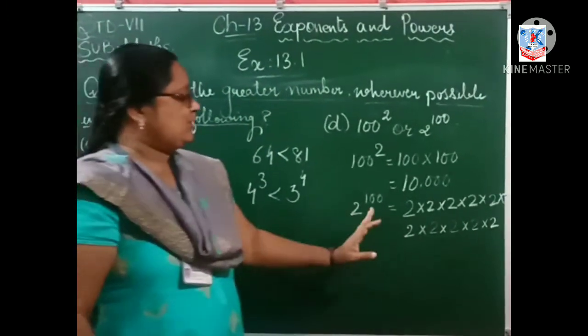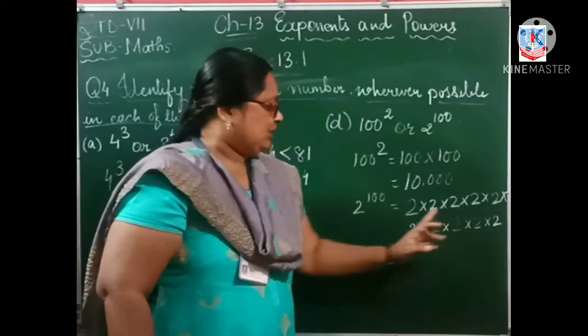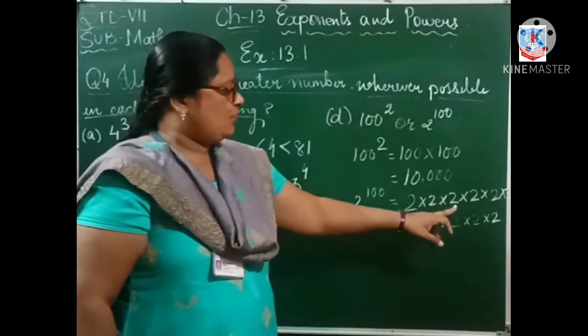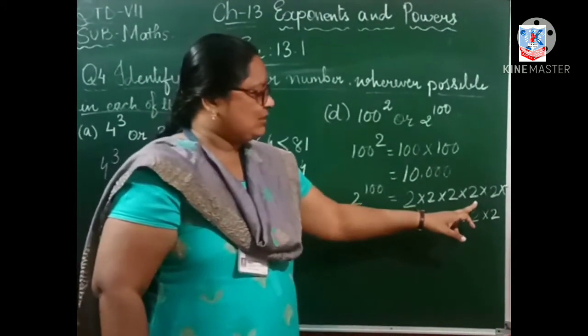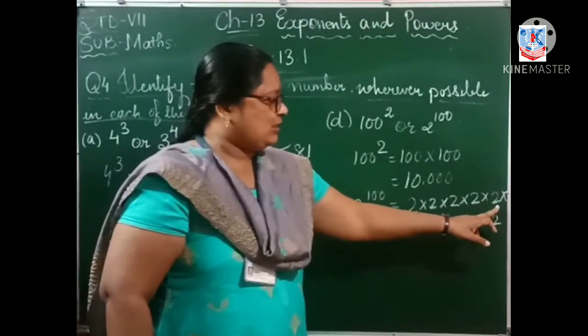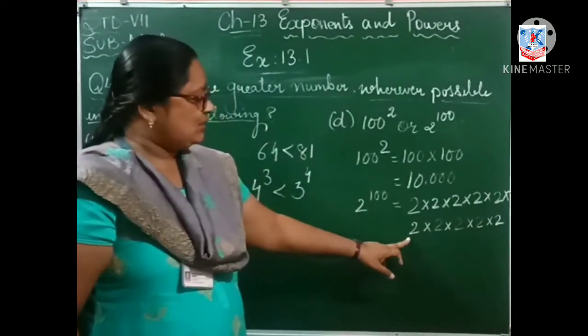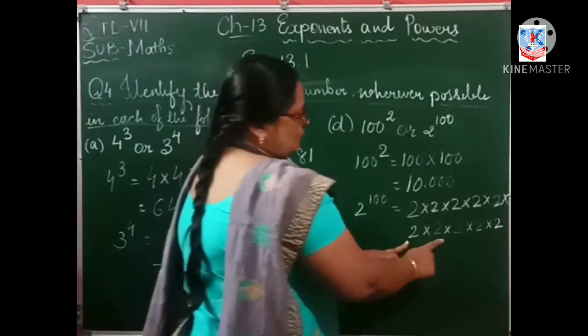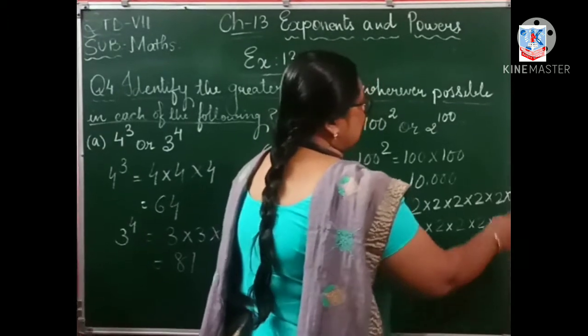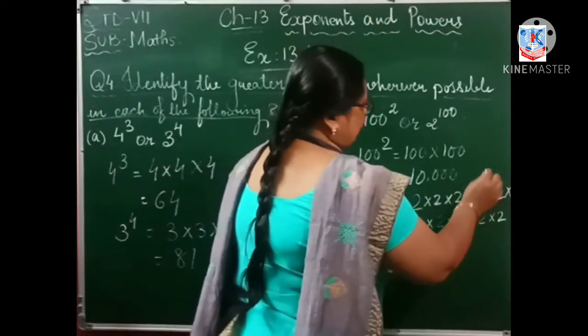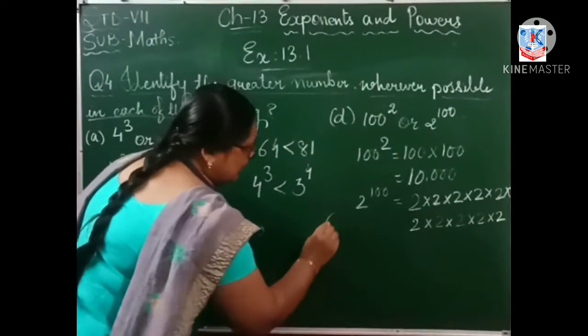Okay, first let us multiply 2 ten times. 2 2s are 4, 4 2s are 8, 8 2s are 16, 16 2s are 32, 32 2s are 64. 64 into 16. Let us multiply here.